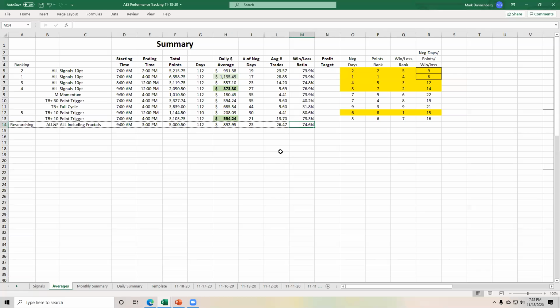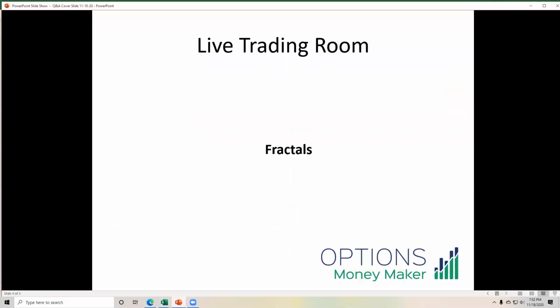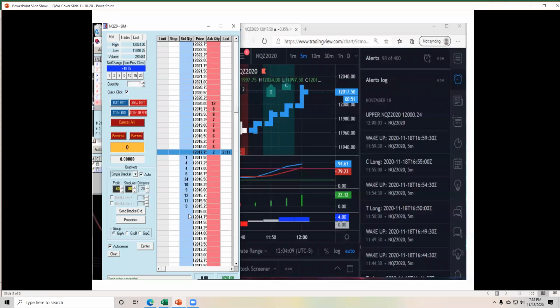Mark, do you have that image I sent you earlier? I do. Readily available. John is saying that he missed the explanation. I had taken a screenshot of my personal computer that I trade off of with my Infinity DOME and my chart side by side. It's actually different than how I used to trade.